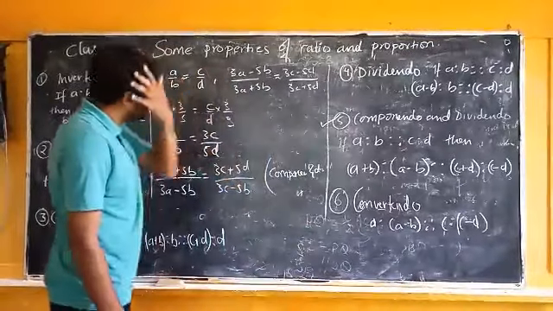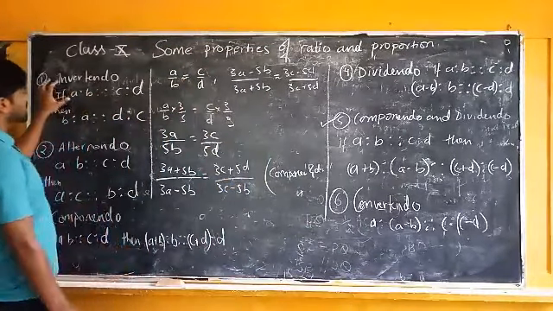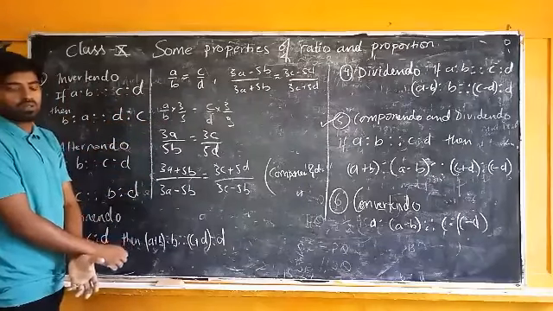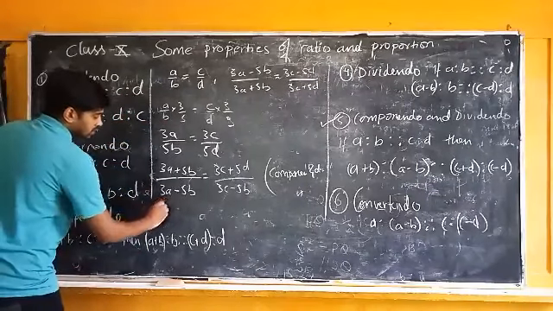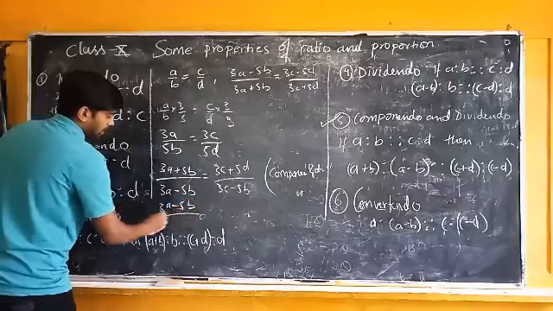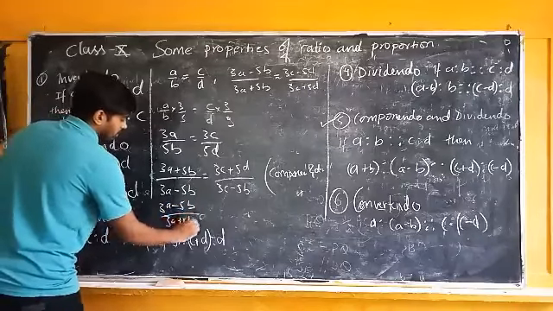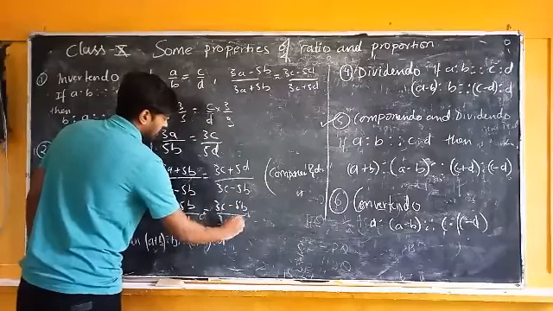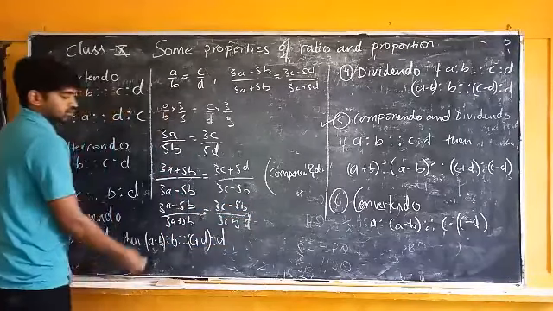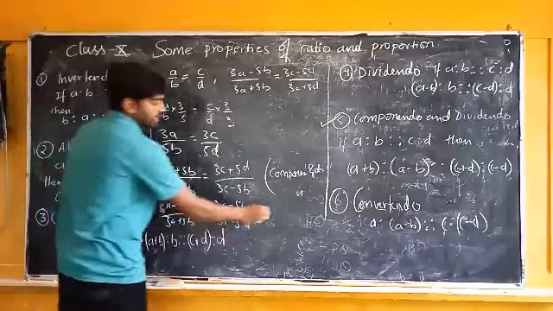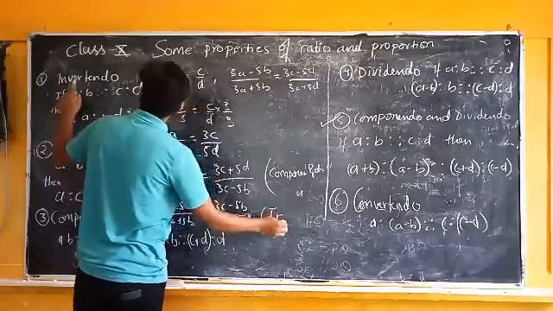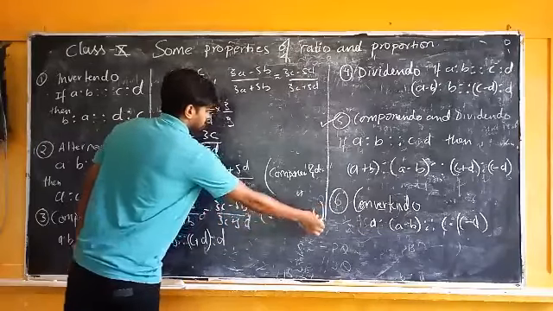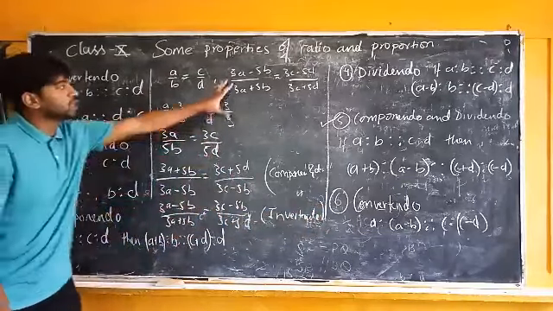ठीक है. अब आपके पास हम पहला वाला यूज करेंगे. क्या ये पहला वाला क्या कहते हैं? इनवर्टेंडो. इनवर्स कर दो. सो आई इनवर्स इट. So 3A minus 5B upon 3A plus 5B equals to 3C minus 5D upon 3C plus 5D. Proof हो गया. And you can write in the bracket invertendo. So simple. Hence proof.